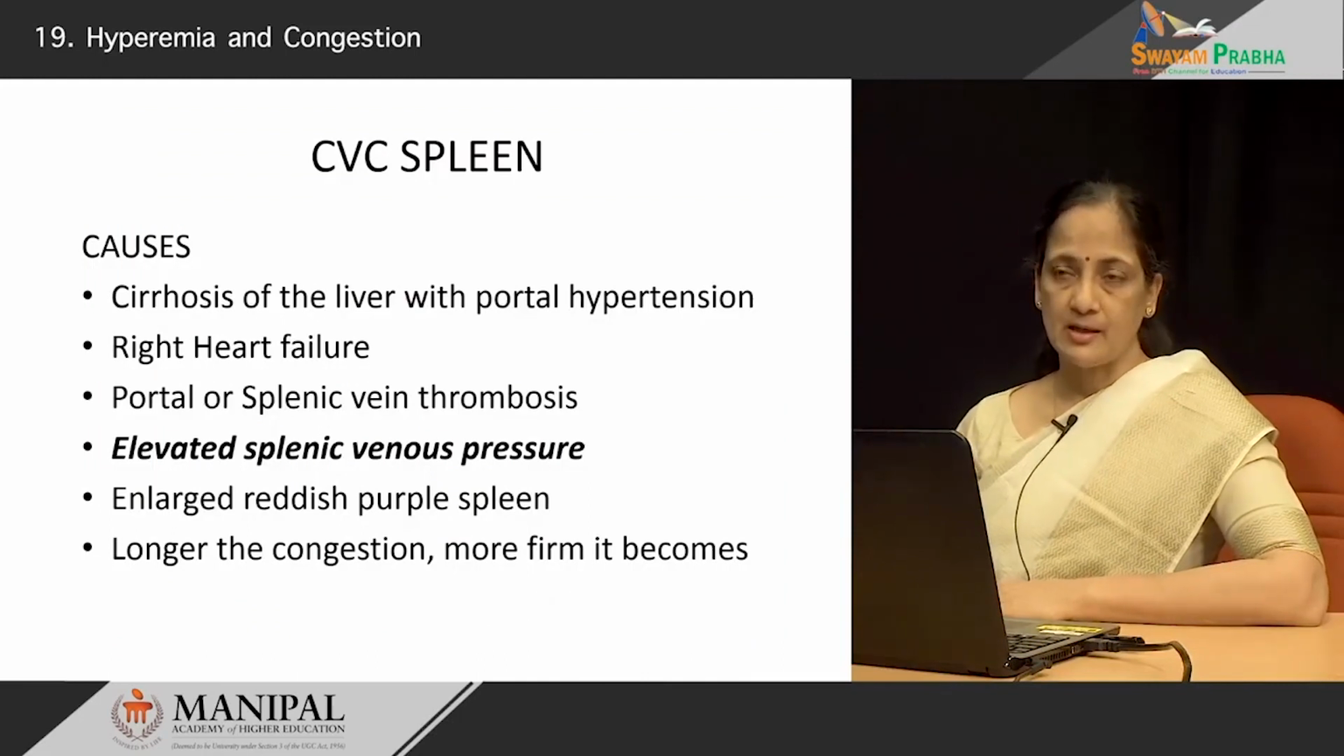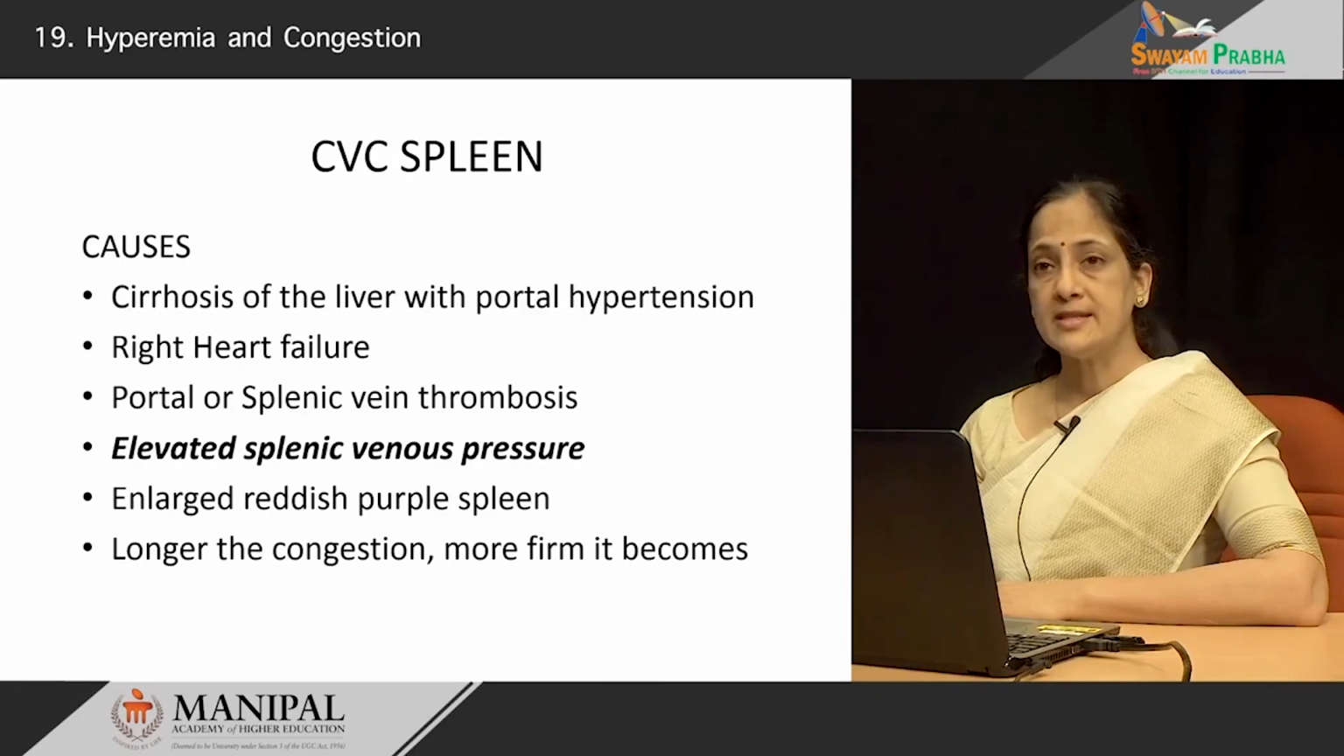In CVC spleen, we find that it occurs when there is CVC, cirrhosis of the liver with portal hypertension. Therefore, there will be a back pressure on the splenic vein causing CVC of the spleen. CVC spleen can occur not only in cirrhosis but also in right heart failure and after there is cardiac liver cirrhosis. Portal venous thrombosis or splenic venous thrombosis also can cause CVC of the spleen. Basically, all these diseases cause elevated splenic venous pressure, which causes an enlarged reddish purple spleen.